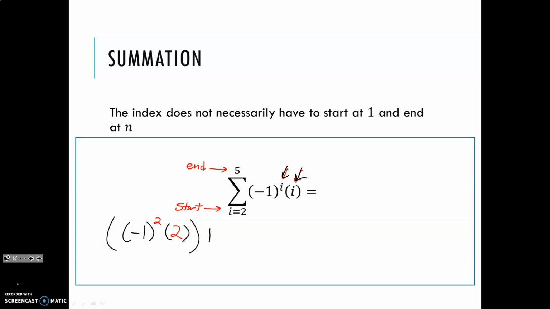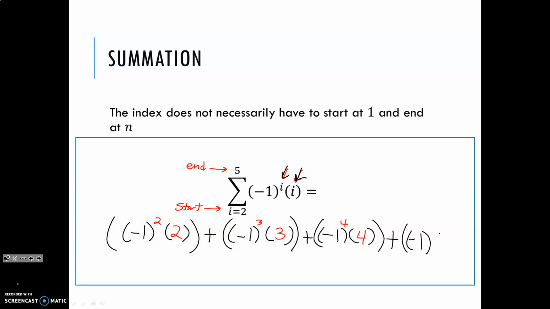Okay, then since it's a summation, I'm going to have a plus sign there. Okay, next I'm doing the exact same thing, -1, but now I'm going to have a 3, because that's the next number in the summation. I go again and I will have a 4, now in both of these spots here. Okay, and then my last one that I have will have a 5.